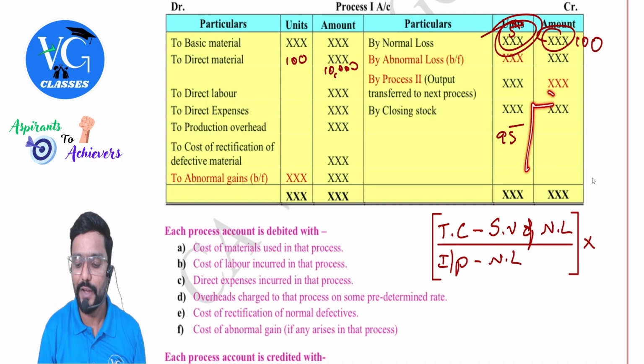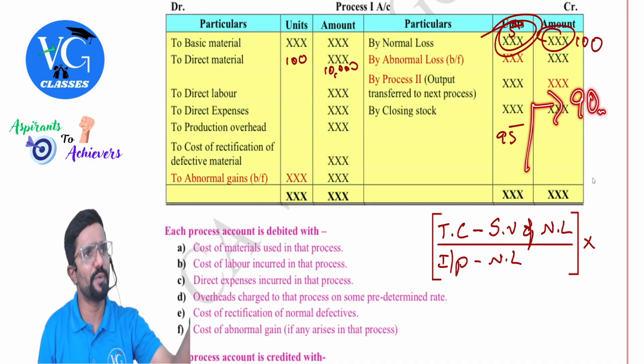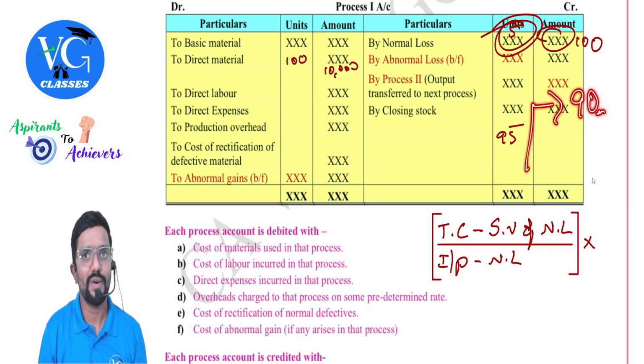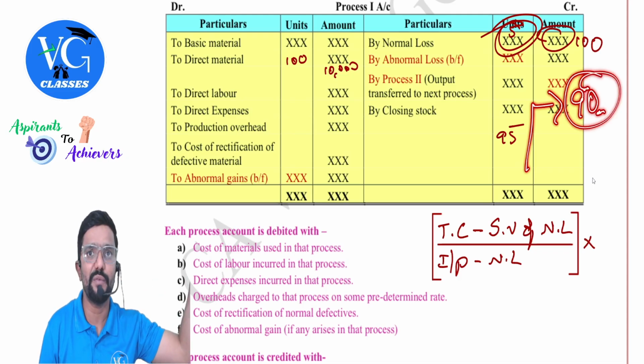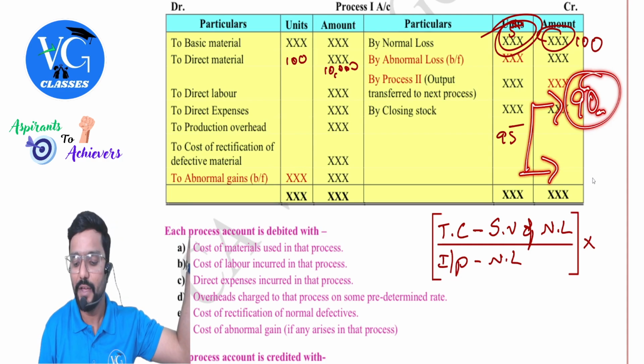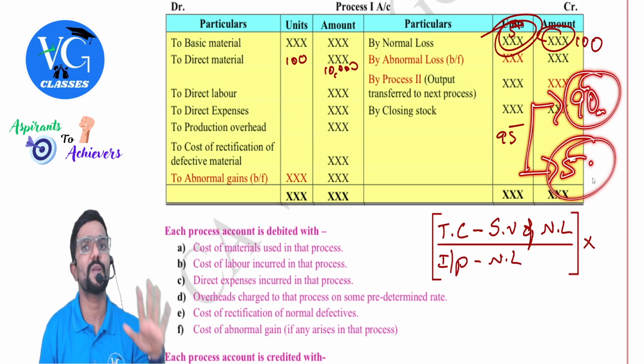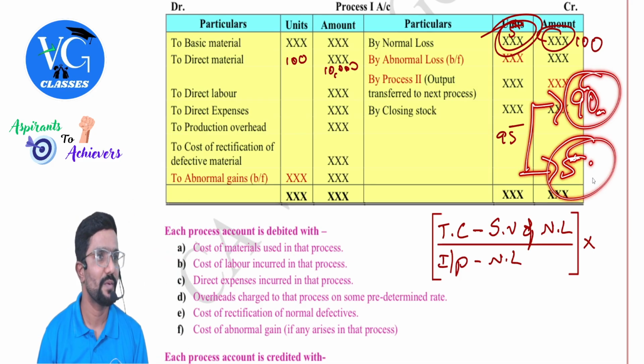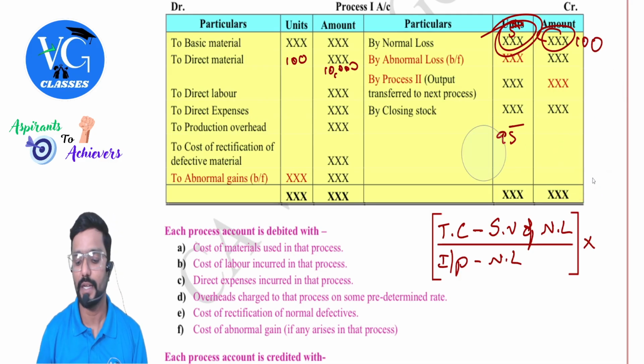Assume out of this 95, the units transferred to the next process is 90. So what is the cost of output transferred to the next process? 90 into whatever cost per unit we have got. And 5 we have kept as closing stock. What is the cost of closing stock? 5 into whatever cost per unit we have got. Got it? Yes.